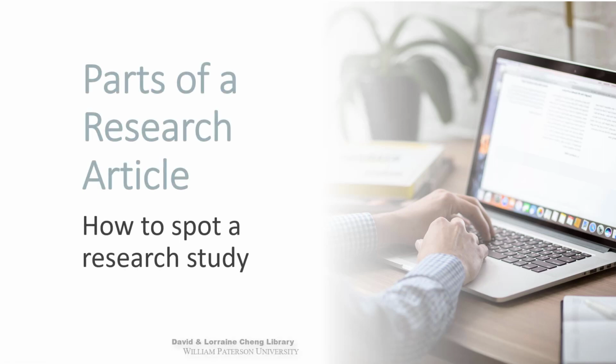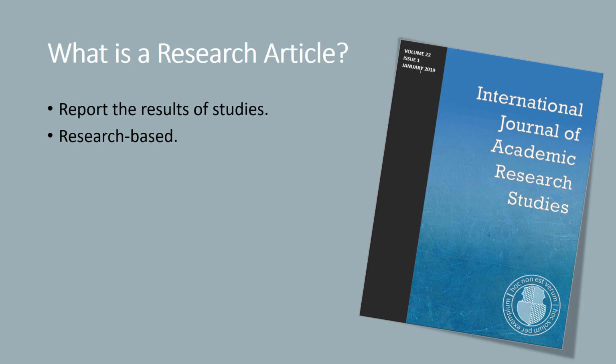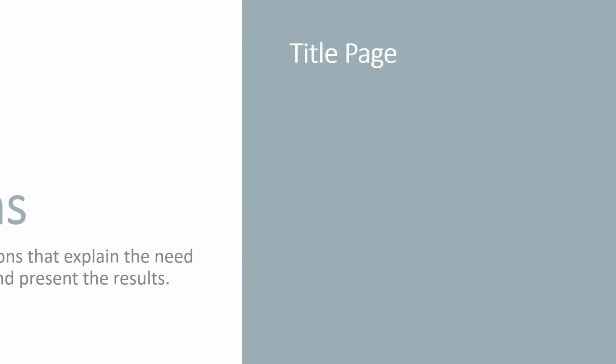You might not know what to look for if you've never seen a research article before. Luckily, they usually follow a common pattern that makes them easy to spot. Research articles usually report on the results of original studies, are based on existing research, and are made available in scholarly journals. They often have distinct sections that describe the purpose of the study, how it was conducted, and how the results address the research need.